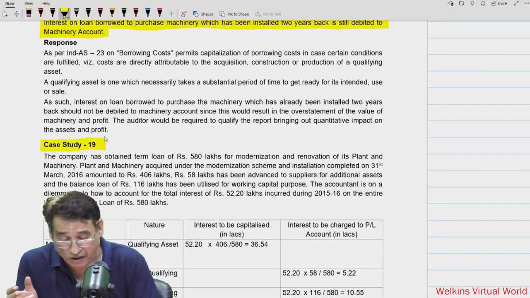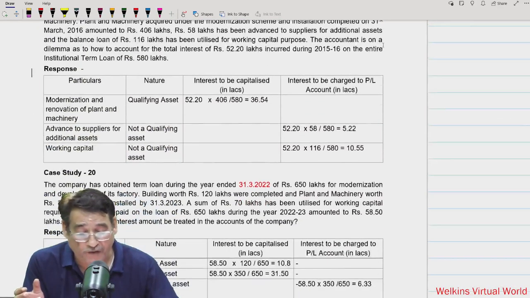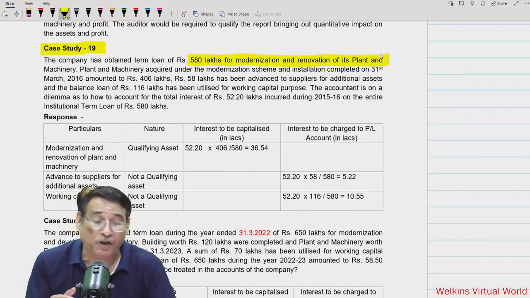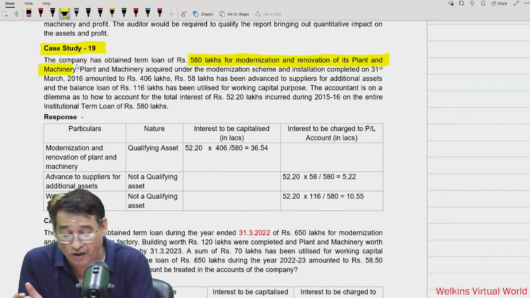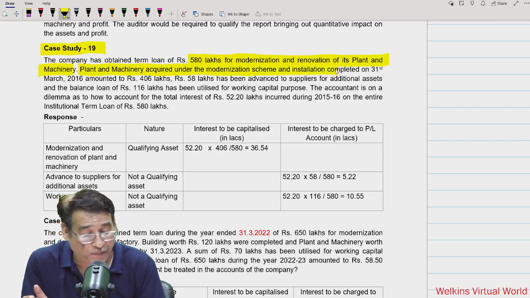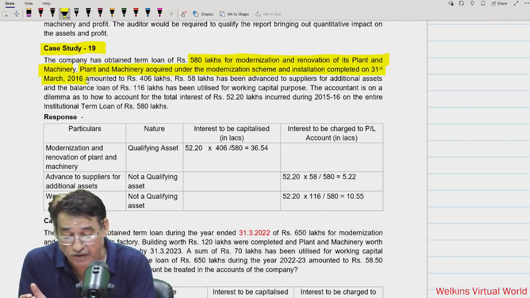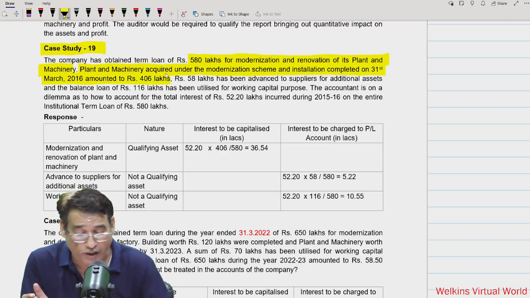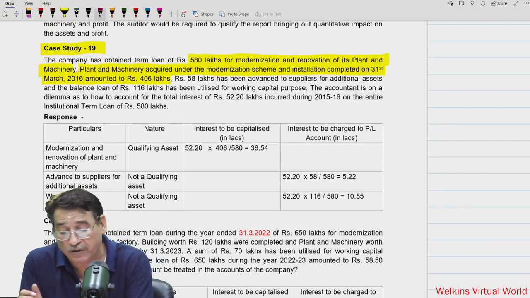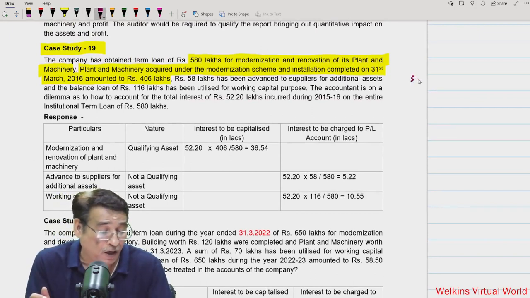Case study 19: the company has obtained a loan of 580 lakhs, which we have taken for the modernization of plant and machinery. Further, the question says that plant and machinery acquired under the modernization scheme, with installation completed on 31st March 2016, amounted to 406 lakhs. We have taken a loan of 580 lakhs, and out of it we are spending 406 lakhs on plant and machinery.